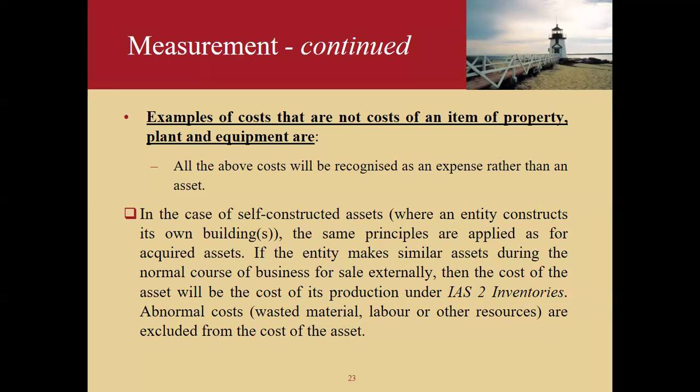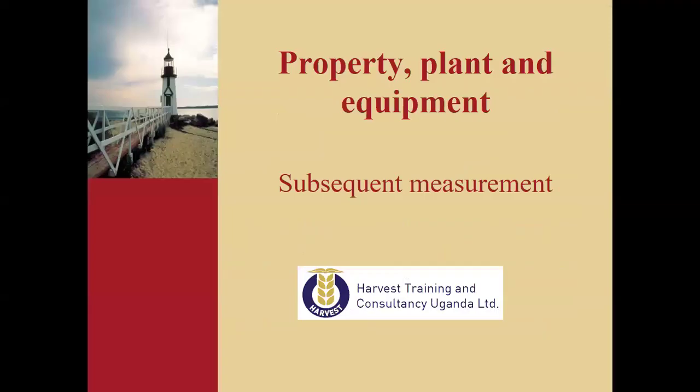Then also, we need to note that abnormal costs or wasted material, labor, or other resources are excluded from the cost of the asset. So also the examiner can give you those same scenarios of wasted material, abnormal labor, and other resources. So you need to be able to recognize that these are not part of property, plant, and equipment.